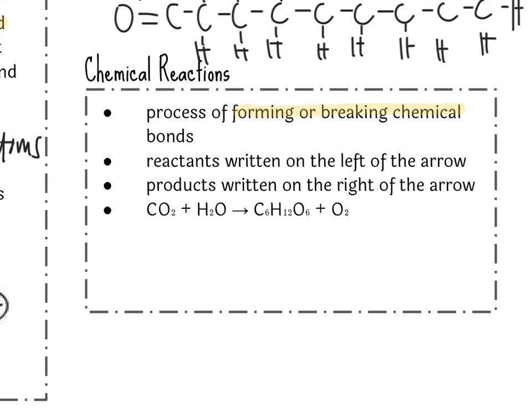The way we write a chemical reaction is made up of different parts, and we're going to talk about those. The reactants are written on the left of the arrow, and the products are written on the right. So in this example, these right here would be the reactants. I'll just draw an arrow. And the products are going to be these.